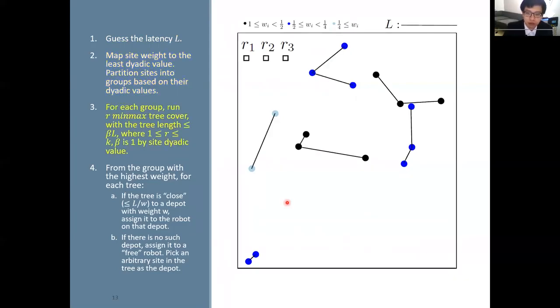For each group, we try to build a min-max tree cover. And this tree length is beta L, where beta is 1 over its dyadic value. And the number of trees R cannot be too high. It has to be between 1 to K. So here you can see, for example, in the black group, we have 2 trees. In the blue, we have 3 trees. And this one, we only have 1 tree.